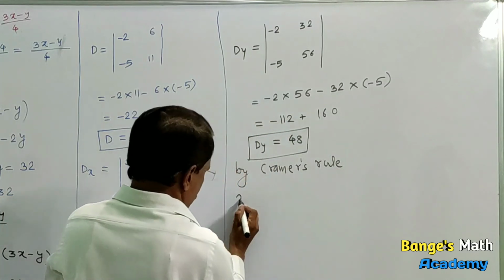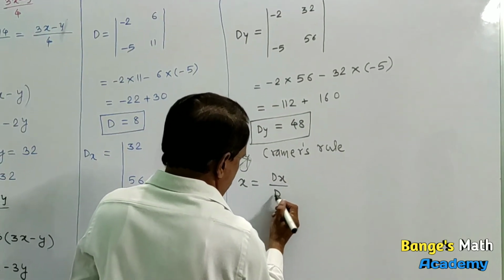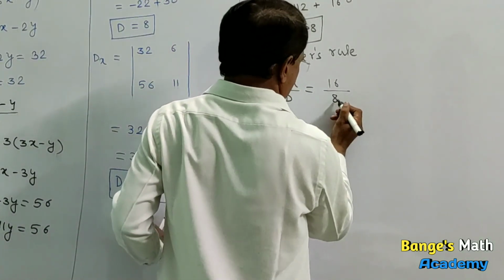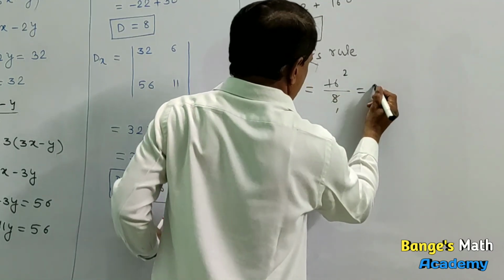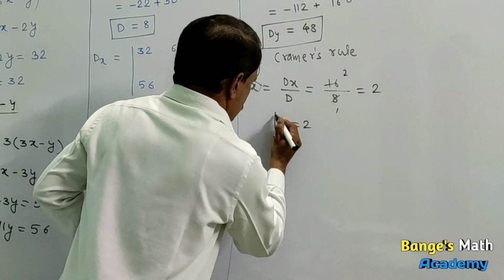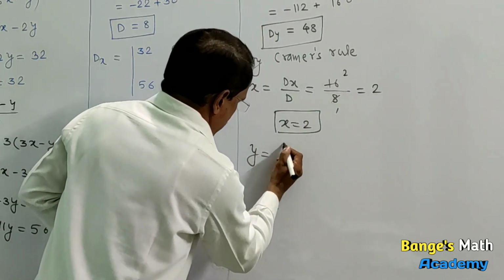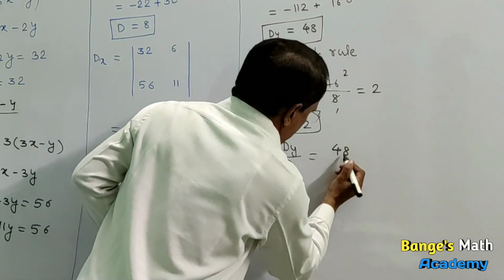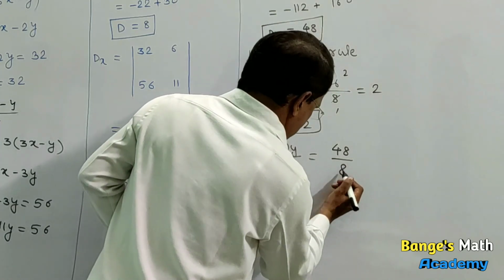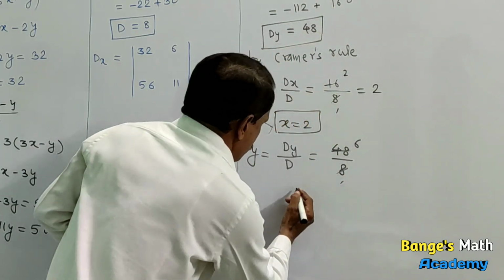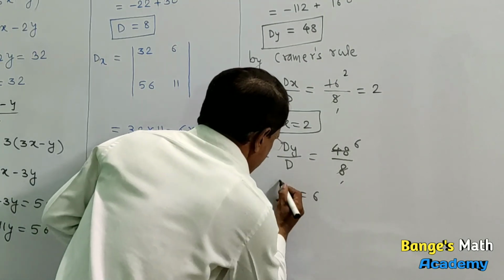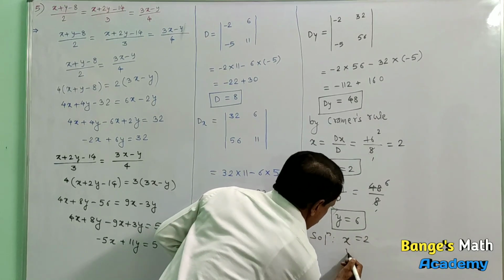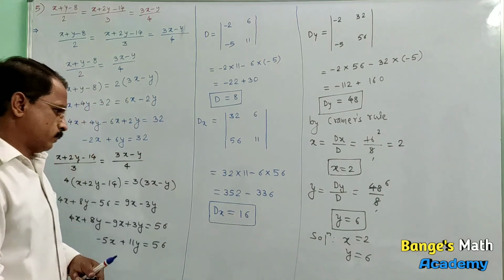By using Cramer's rule, x is equal to dx upon d. Dx is 16 and d is 8. 8 1s are 8, 8 2s are 16. So we get value of x is 2. Then y is equal to dy upon d. Value of dy is 48 upon d, 8. 8 1s are 8, 8 6s are 48. Y is equal to 6. Then write down solution: x is equal to 2 and y is equal to 6.